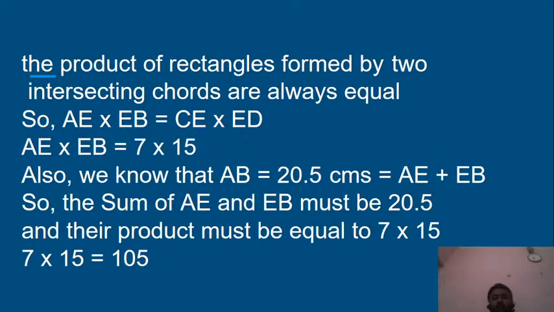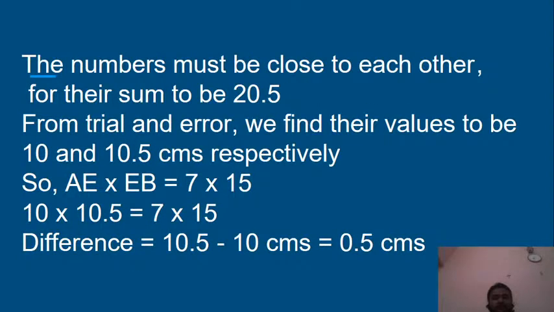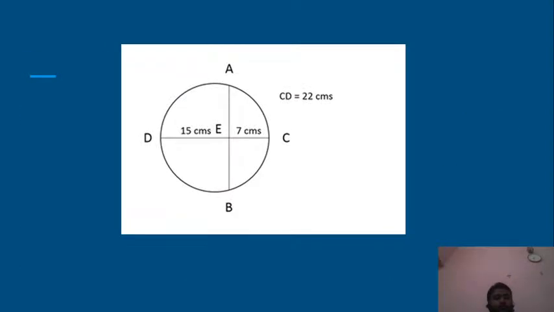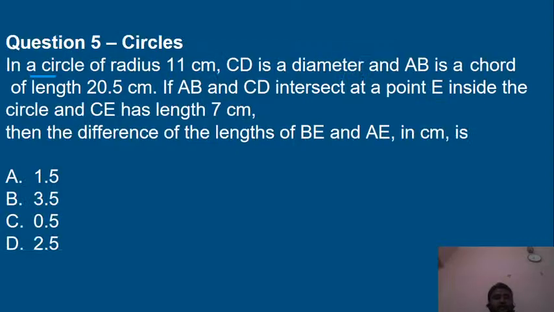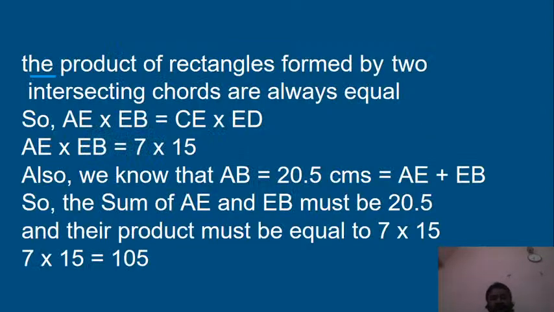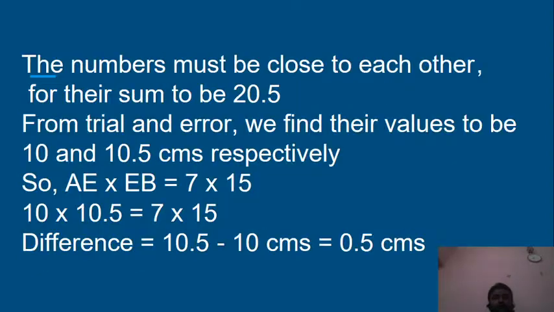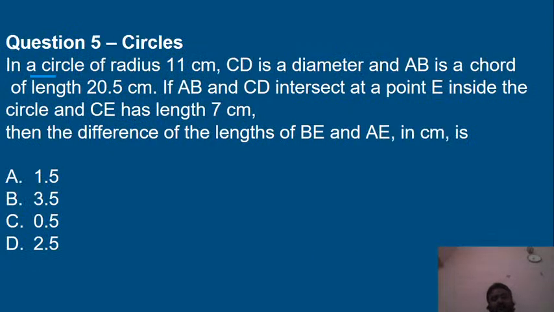So now I have two equations, that is AE plus EB is 20.5 and AE into EB is 7 into 15, that is 105. So their product is 105 and their sum is 20.5. After this guys, you go through the options and start checking whether AE minus EB is 0.5. Okay, so they have to be very close. Since they are very close, I take the last option, that is D, that is 0.5.